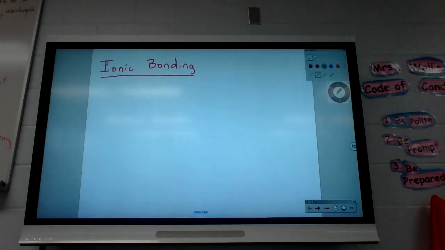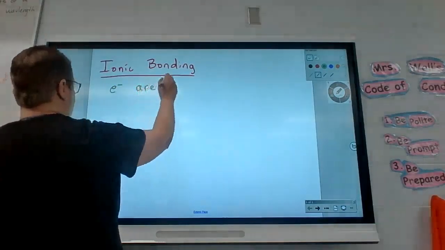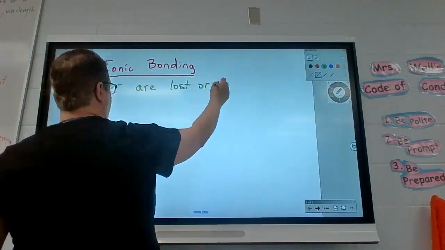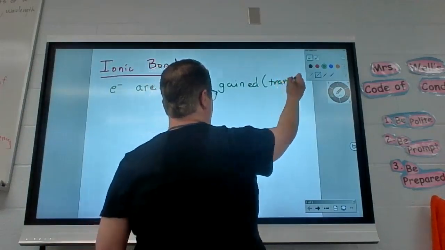Alright, so we just drew structures where the electrons were shaped. Those double bonds, single bonds, triple bonds, the electrons were shaped. So, are we going to draw structures for shape? No. So, what happens to the electrons in an ionic bond? They're lost or gained. All right. So, with an ionic bond, you can say transferred.